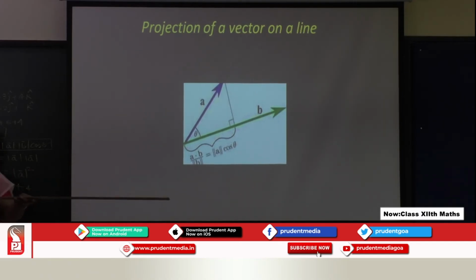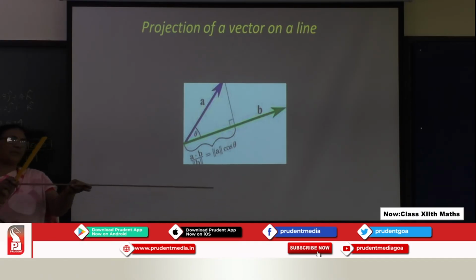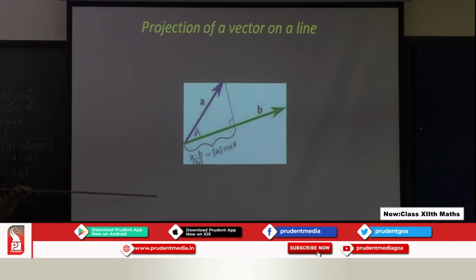So see here, this is a line and this is A bar. So this is the projection on this vector. The projection has applications in our daily life also. Many times we see this type of projection in our houses and all. So that is the projection of a vector on a line.